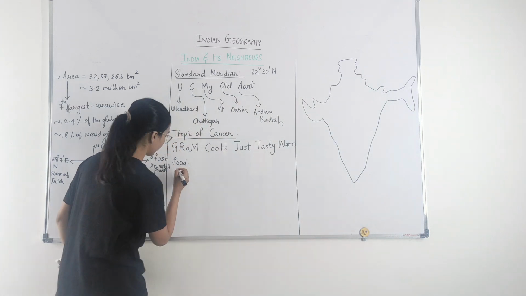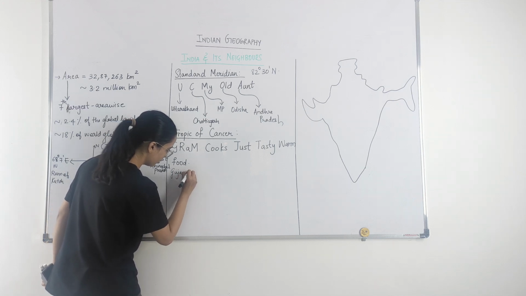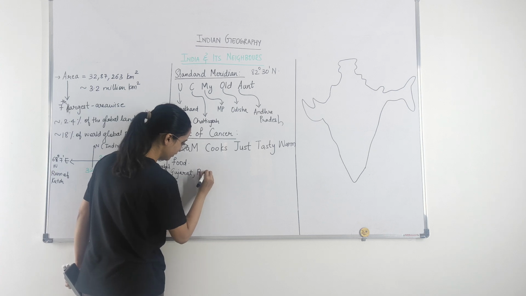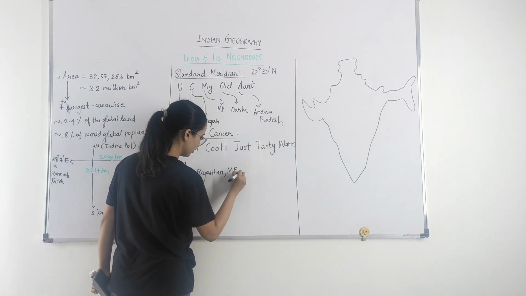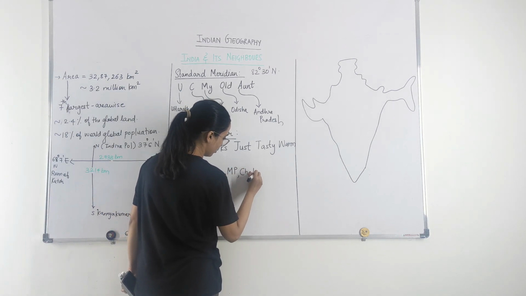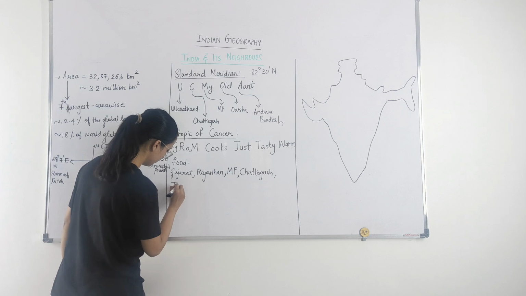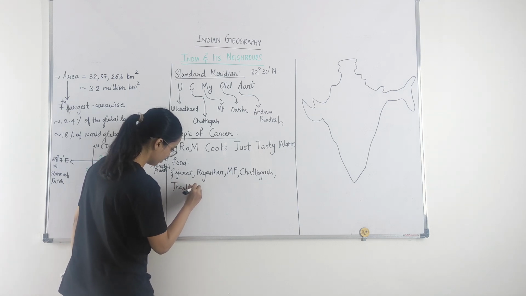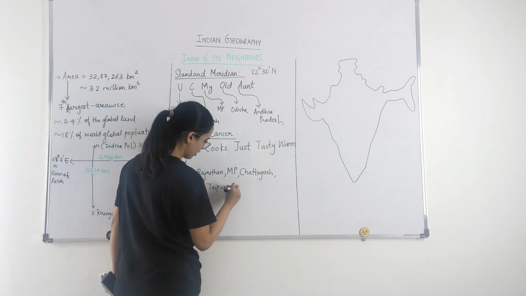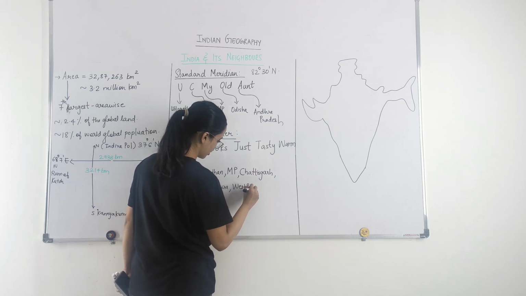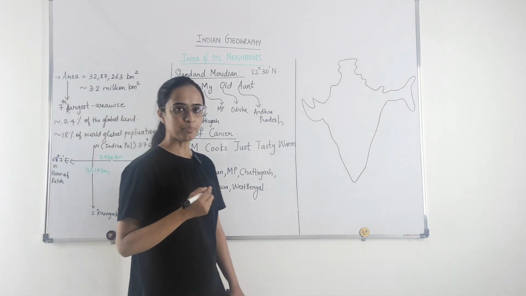So I'll write down the states for you. It is Gujarat, Rajasthan, Madhya Pradesh, Chhattisgarh, Jharkhand, Tripura, and West Bengal. So these are the states through which the Tropic of Cancer line passes in India.